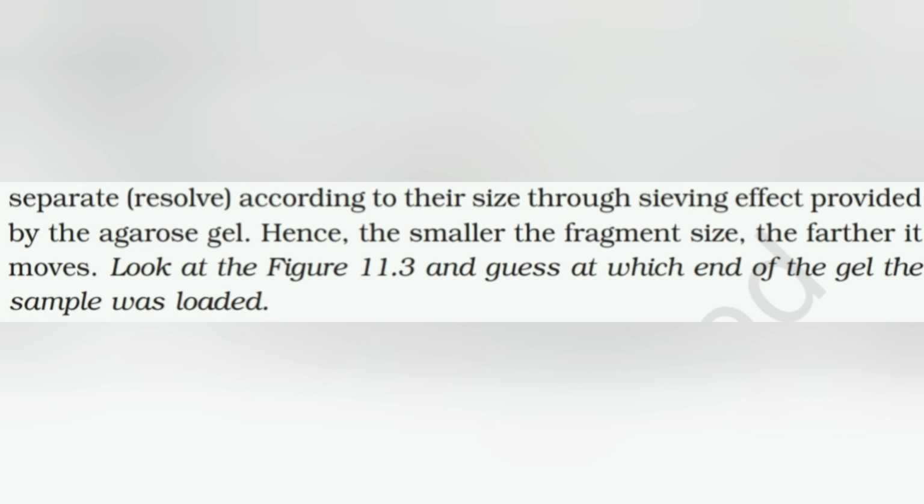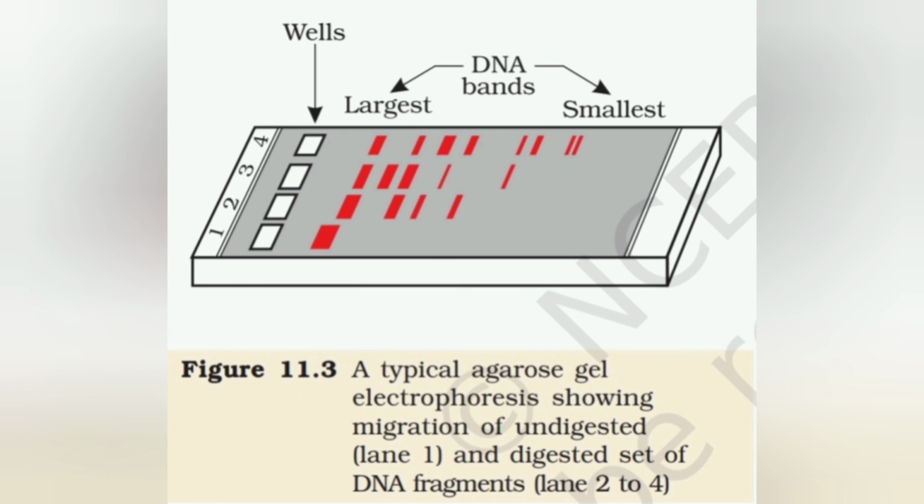We can look at this kind of separation in the given figure. Here is a typical agarose gel electrophoresis showing the migration of undigested and digested set of DNA fragments. One is undigested, that whole bulks towards the well, while 2, 3 and 4 are digested segments of the DNA. We can see the smallest segment farther from the well and largest segments near the wells. Well is the location where the samples are loaded.